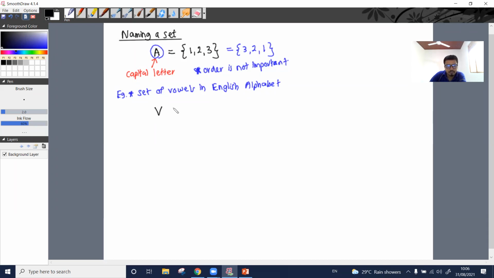Okay, set of vowels. V equals what? What are the vowels in the English alphabet? A, E, I, O, U.